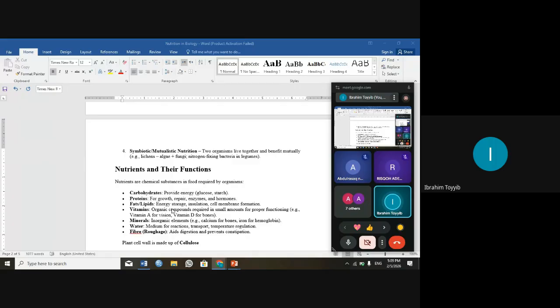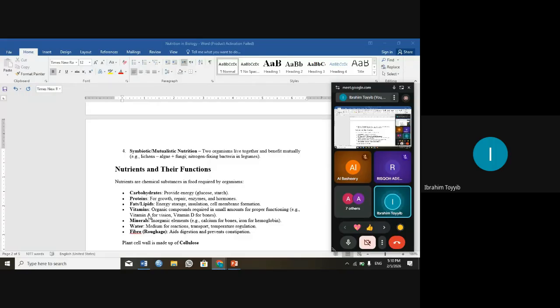If lipids break down, what do they break down into? What's the end product of fat and oil or lipids? Fatty acid and glycerol. So that's the basic unit. Fatty acid and glycerol are the basic units of fat, oil and lipids.